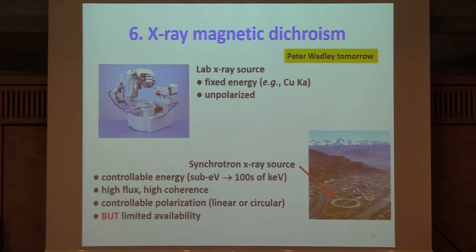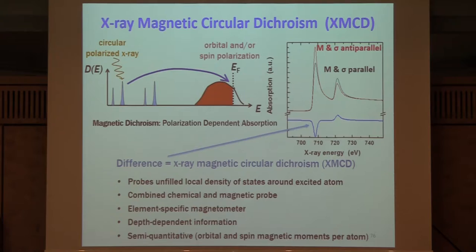X-ray magnetic circular dichroism. Okay, so this is the easier one, because now we're going to try and excite transitions with X-rays from low-lying, rather sharp atomic-like states, well below the Fermi level, up to the Fermi level. Now, if I use circular polarized light, and I've got some spin polarization at the Fermi level, that transition is going to depend on the relative orientation of the ferromagnet, the magnetization, and the direction of the circular polarization.